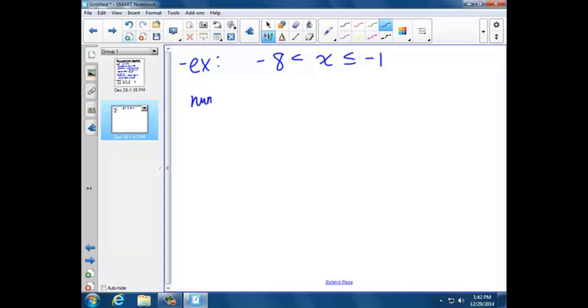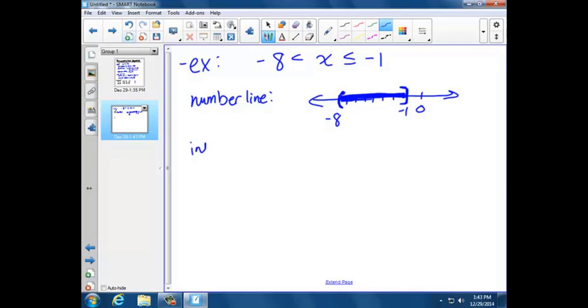So on a number line, here's my 0, -1, -2, -3, -4, -5, -6, -7, -8. So I'm between -8 and -1. At the -8 I'm going to use a parenthesis. At the -1 I'm going to use a bracket. So it's saying anything that's greater than -8 but less than or equal to -1. It has to fit right in between those. That's what it's going to look like on a number line, just between those two.